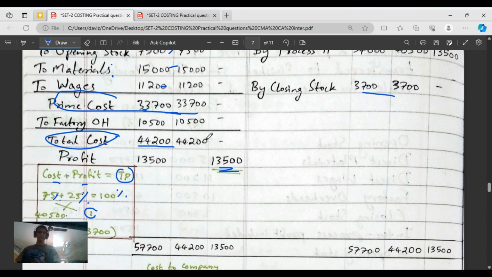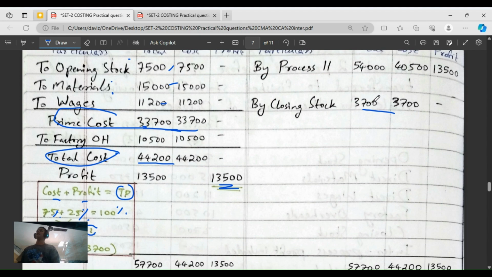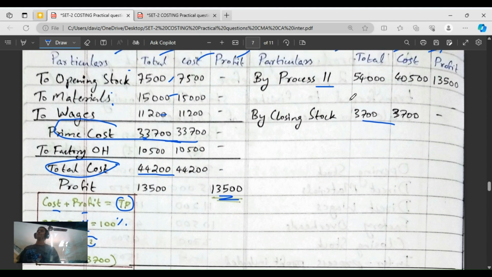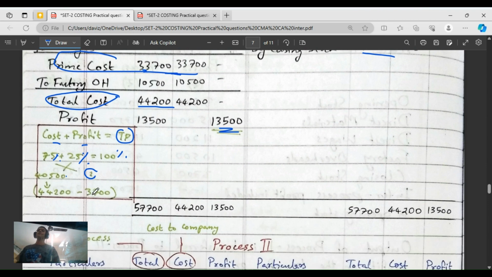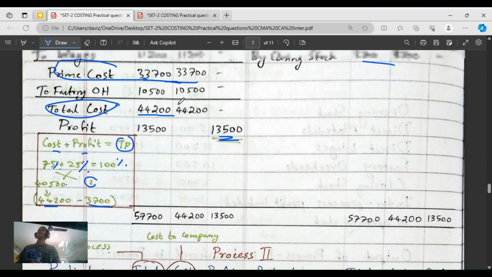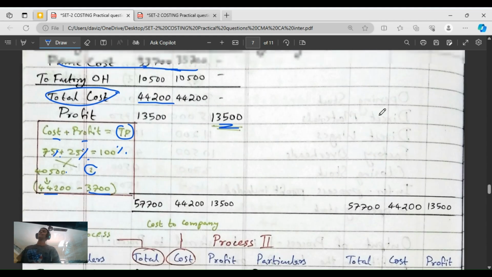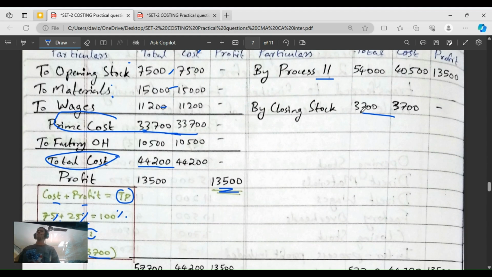But the closing stock of 3,700 is not transferring. No, not transferring to process 2. So we have to minus 3,700 from our total cost. So 44,200 minus 3,700, because the closing stock is not getting transferred to process 2.